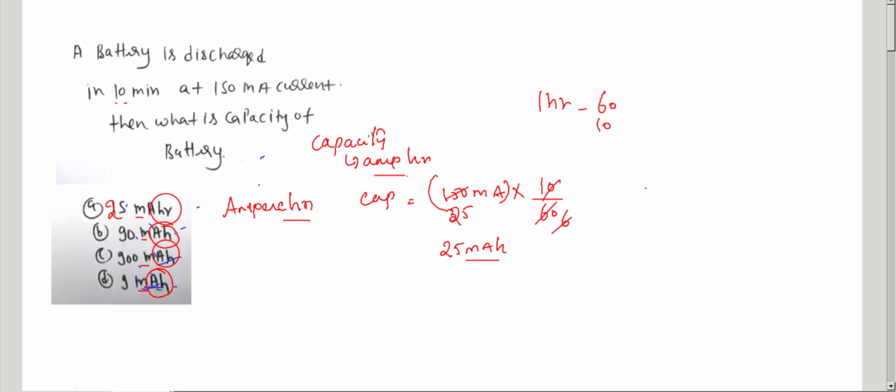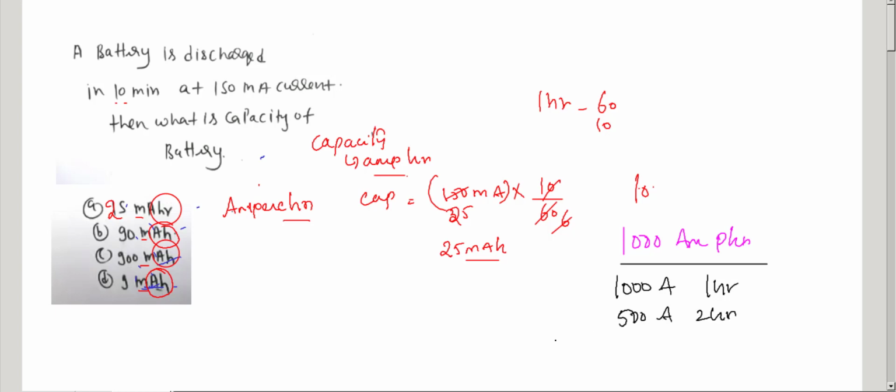For example, let us consider 1000 ampere hour. So 1000 amperes for 1 hour. So I can get 1000 ampere hour. So 500 amperes into 2 hours I will get here. So I will get 250 amperes into 4 hours. So 1000 ampere hour.